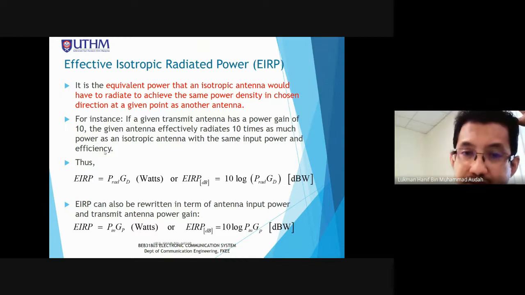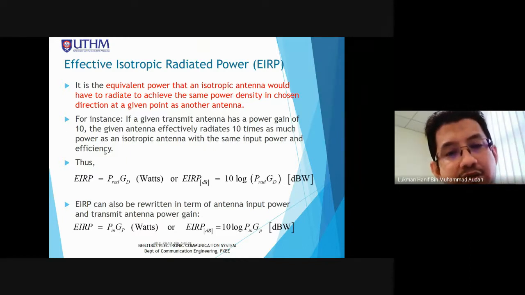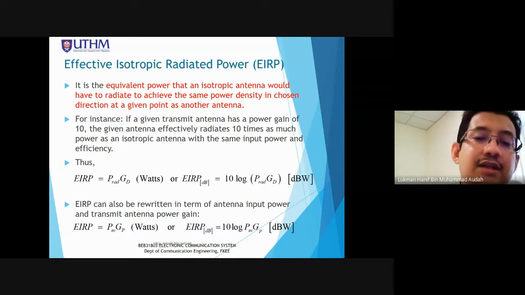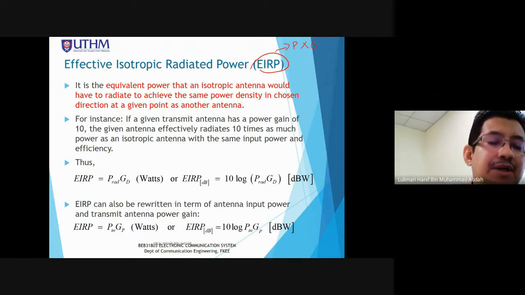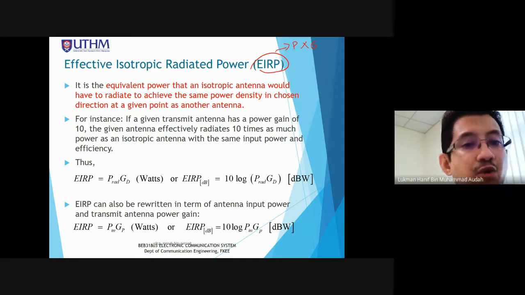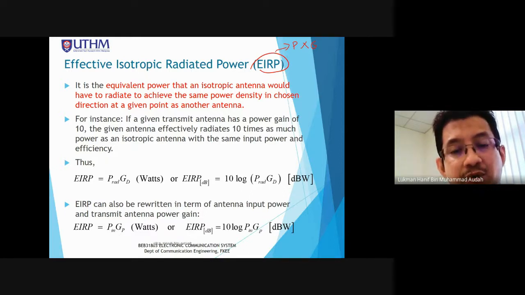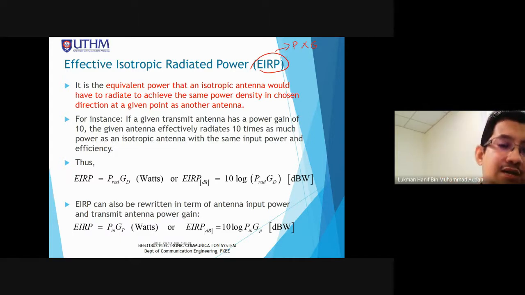Okay, kita teruskan dengan topik seterusnya iaitu EIRP. EIRP yang tadi kita dah lihat sebenarnya, yang mana dia sebenarnya bersamaan dengan P times G. Tetapi apakah sebenarnya theoretical concept untuk EIRP ini? So EIRP is equivalent power that isotropic antenna would have to radiate in order to achieve the same power density in the chosen direction at a given point as another antenna. So for instance, if a given transmit antenna has a power gain of 10, the given antenna effectively radiates 10 times as much power as an isotropic antenna with the same input power and efficiency.